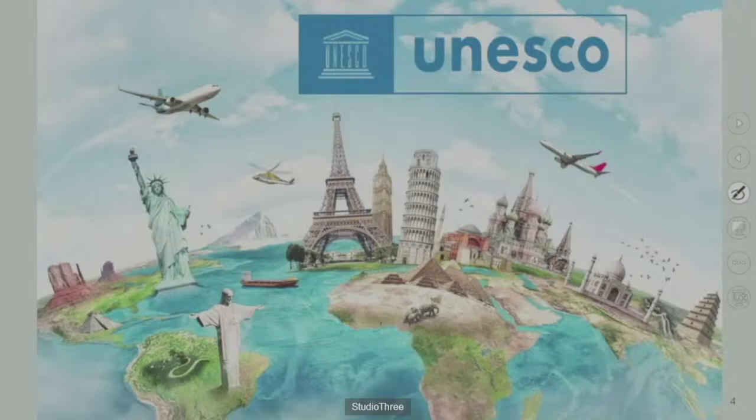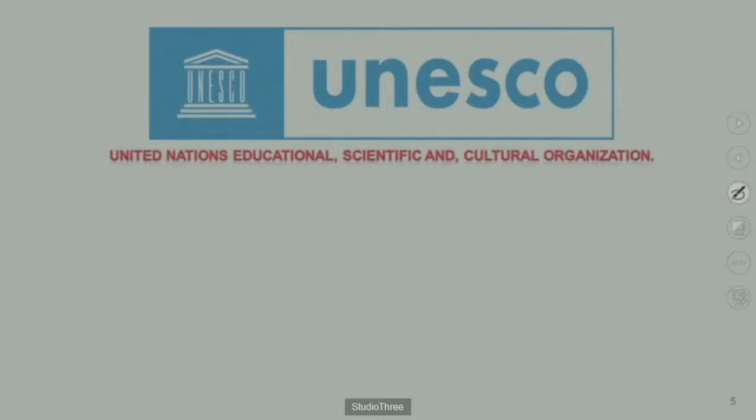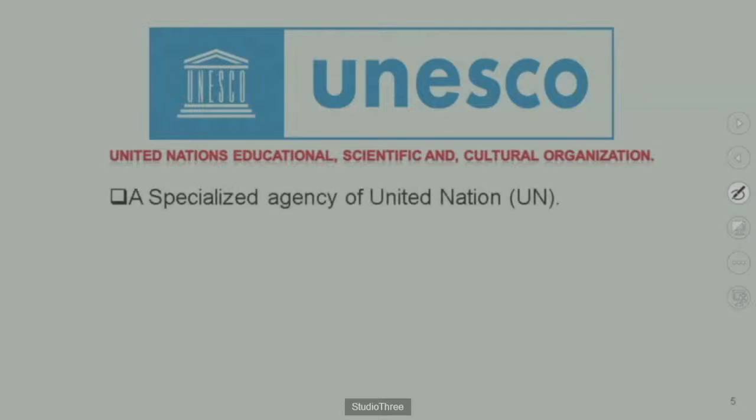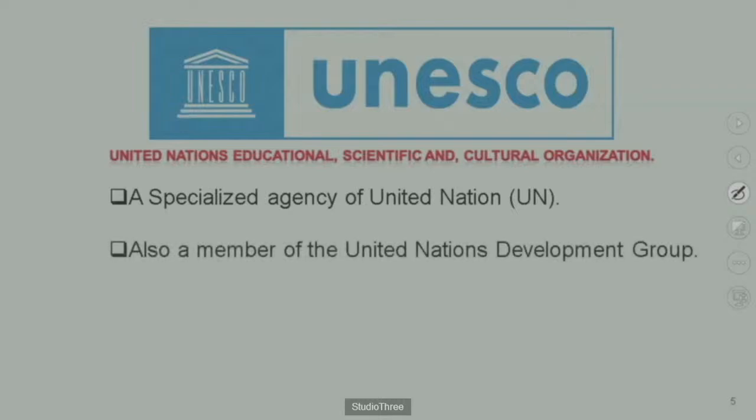Next generation will study this. So it is the duty of today's human beings to preserve it, to protect it. Friends, UNESCO stands for United Nations Educational, Scientific and Cultural Organization. It has certain duties. It is a specialized agency of the United Nations. Under the UN it works. It is also a member of the United Nations Development Group. It looks after countries throughout the world.